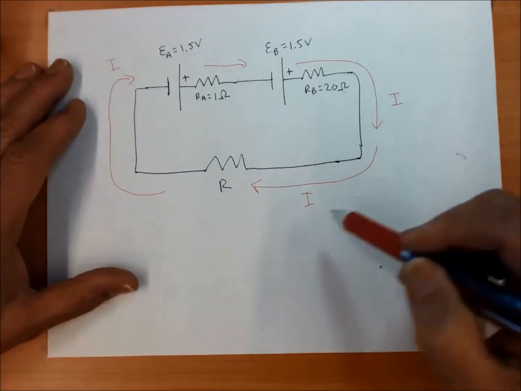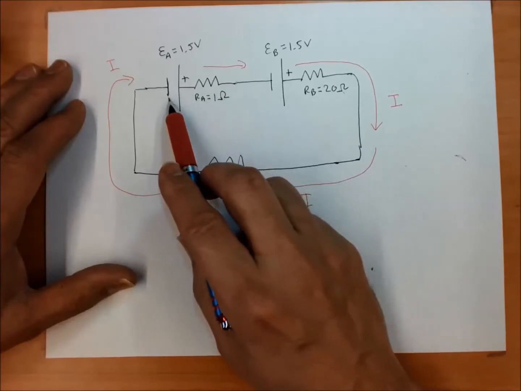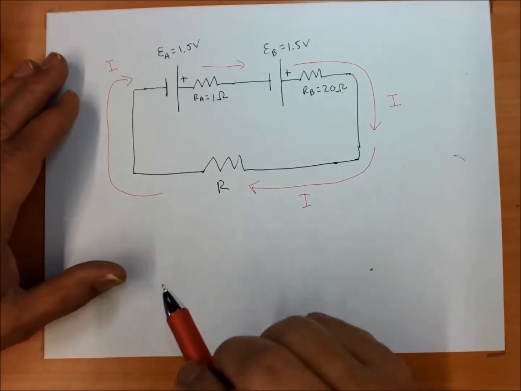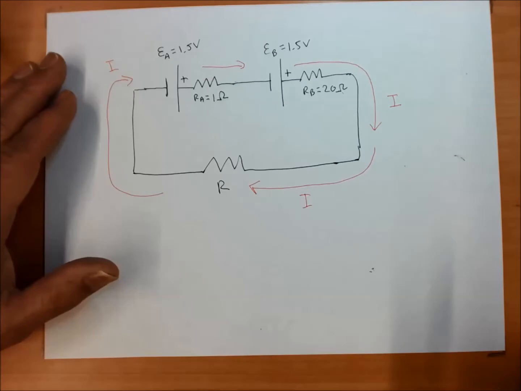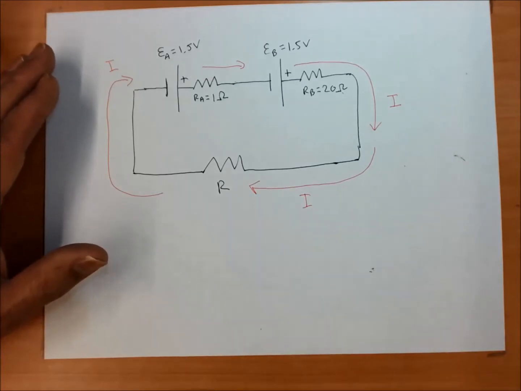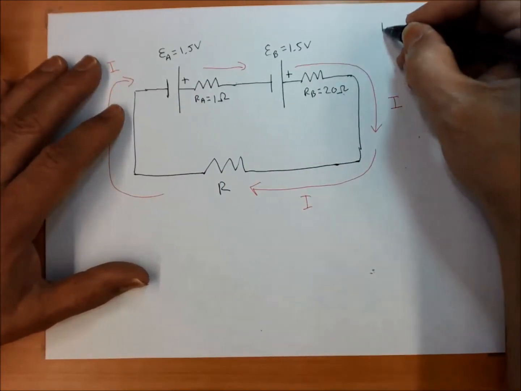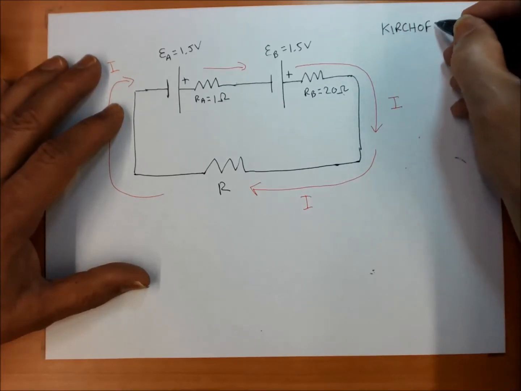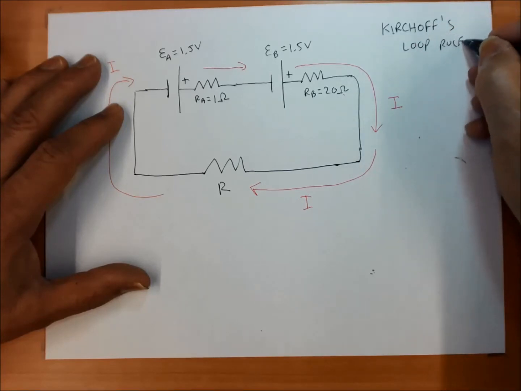Now as this current moves through this circuit, it's going to get voltage boosts because of each one of these EMFs of the battery that the current moves through. But there's going to be voltage drops associated with the internal resistances of each battery. And it turns out that all the boosts and all the drops going around a loop like this are going to add up to 0. And we call that law Kirchhoff's loop rule.